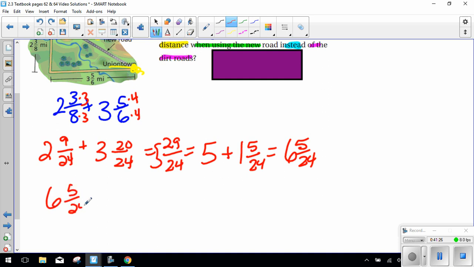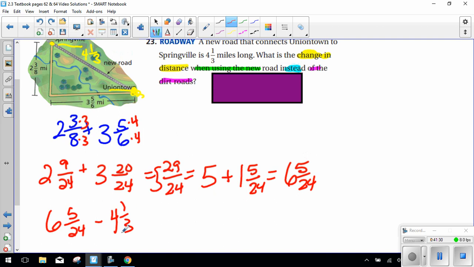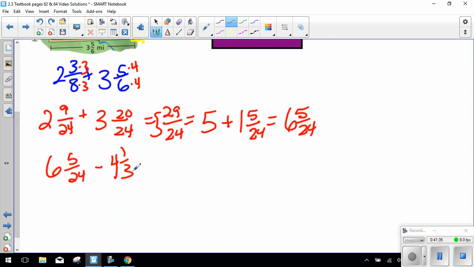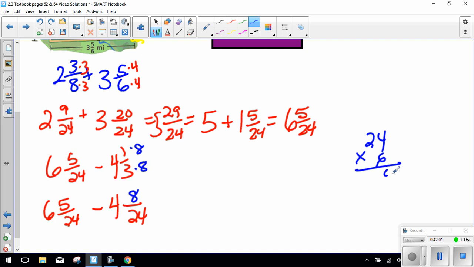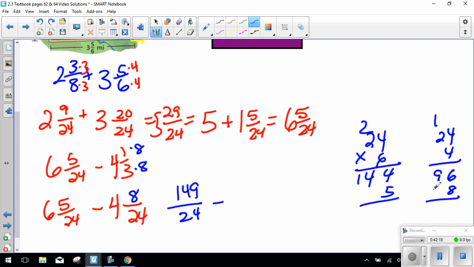So I'm going to take 6 and 5 over 24 and subtract 4 1/3. So if you write your factors of 3, 8 times 3 gives me 24. So my denominator is 24. Okay, so we need to subtract. So let's convert this all to improper. 24 times 6 is 144, and then plus 5, we get 149 over 24, minus 24 times 4 is 96, plus 8, 104 over 24.